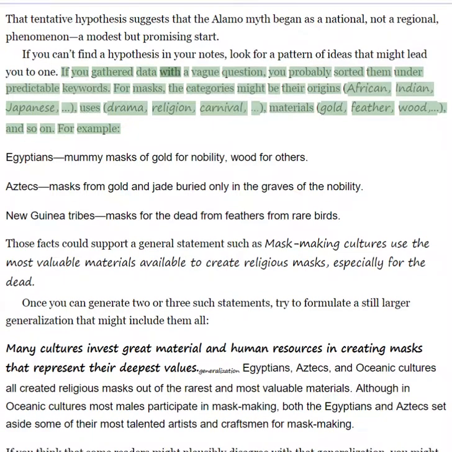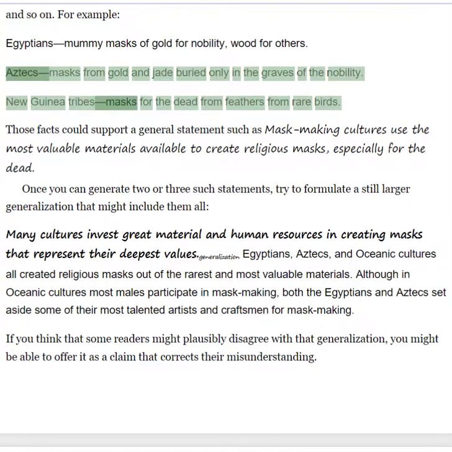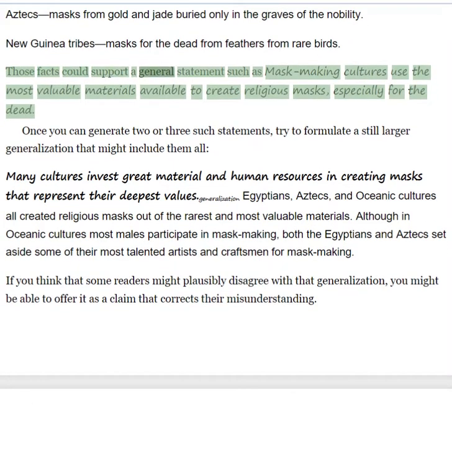If you gathered data with a vague question, you probably sorted them under predictable keywords. For masks, the categories might be their origins, uses, materials, and so on. For example, Egyptians, mummy masks of gold for nobility, wood for others; Aztecs, masks from gold and jade buried only in the graves of the nobility; New Guinea tribes, masks for the dead from feathers from rare birds. Those facts could support a general statement such as mask-making cultures use the most valuable materials available to create religious masks, especially for the dead.